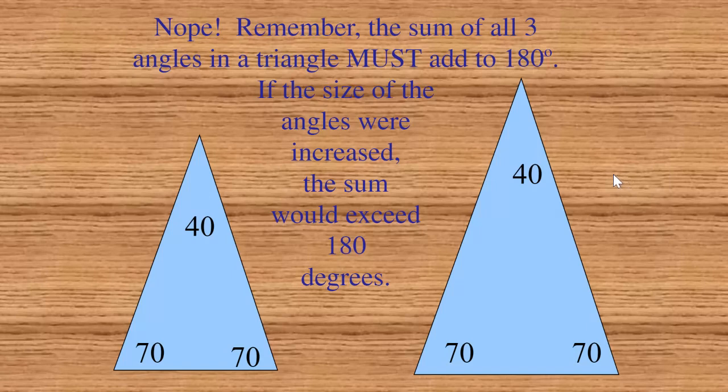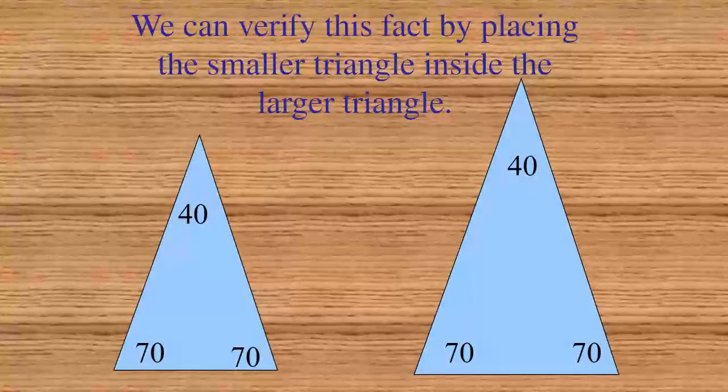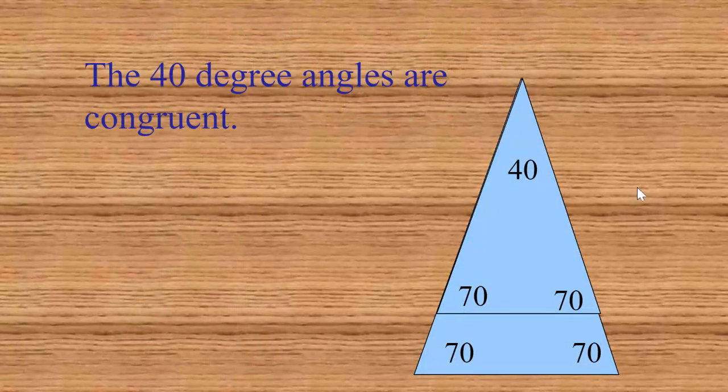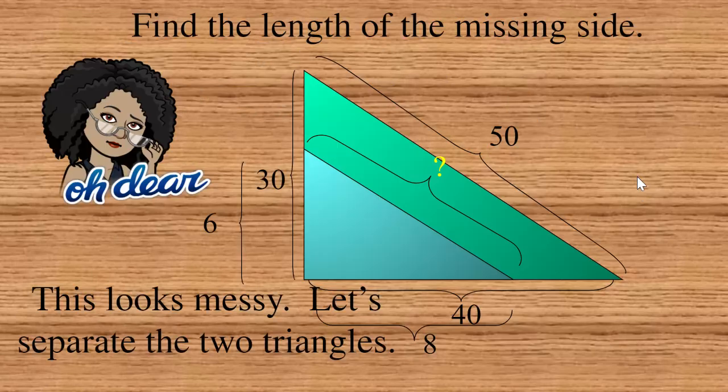Nope. Remember, the sum of all three angles in a triangle must add up to 180 degrees. If the size of the angles were increased, the sum would exceed 180 degrees. And we can verify this fact by placing the smaller triangle inside the larger triangle, and we see that the angles are congruent. Okay? Angles are congruent.